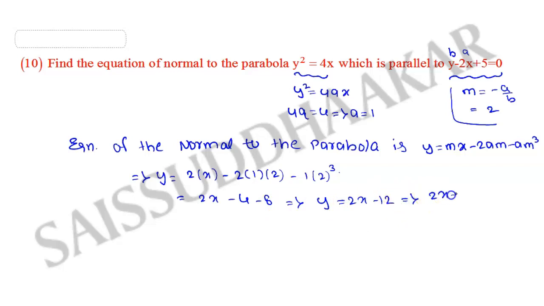So make it over one side. Taking y to the right side, 2x minus y minus 12 is equal to 0. This is the required normal equation parallel to the given line. In the sense, the given line is also a normal, but here he is asking for the line parallel to it. Okay, now go for the next question.